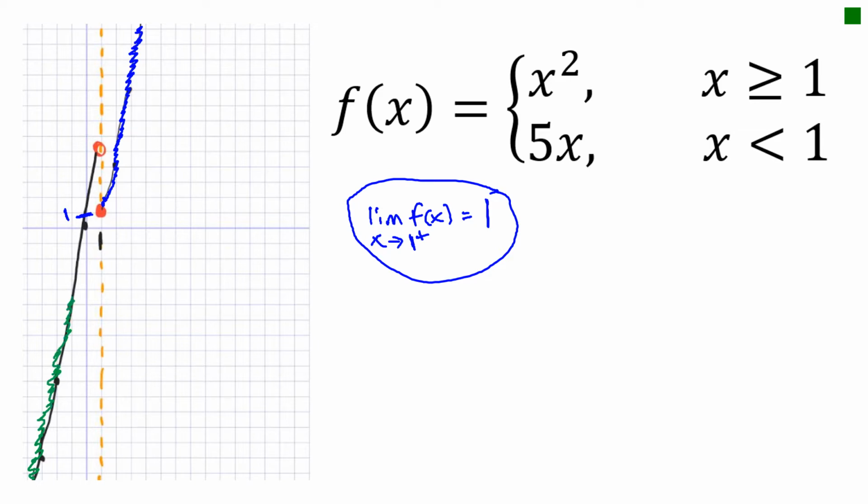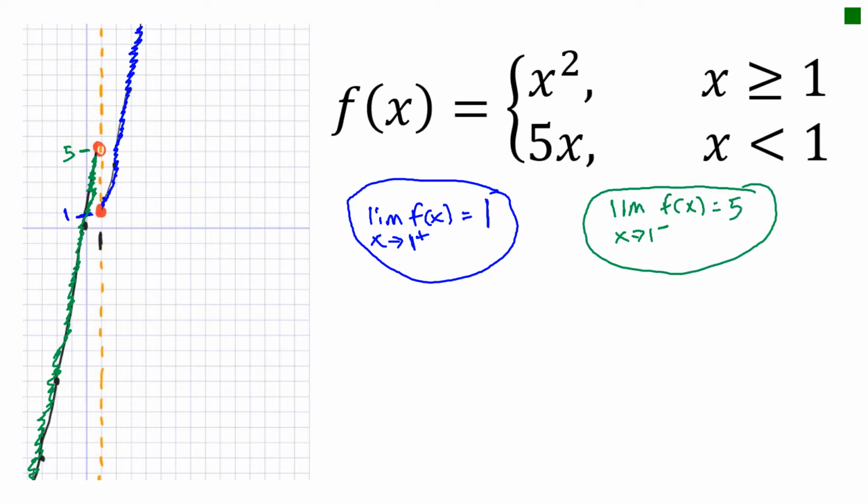So if we want to approach from the left-hand side, we're coming from this direction. We're going to get closer and closer to where x is 1 along that dotted line. So it looks like our function value here is going to be something close to 5. So how do we describe that? We say the limit as x goes to 1 from the left of our function f of x is going to equal 5.